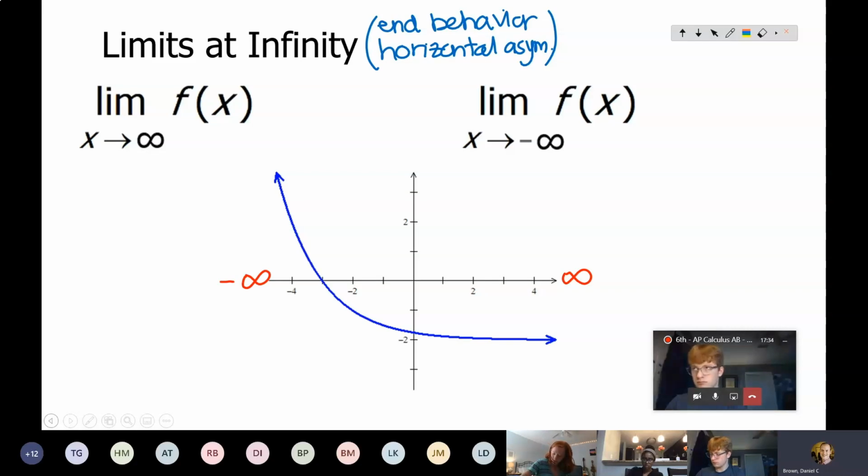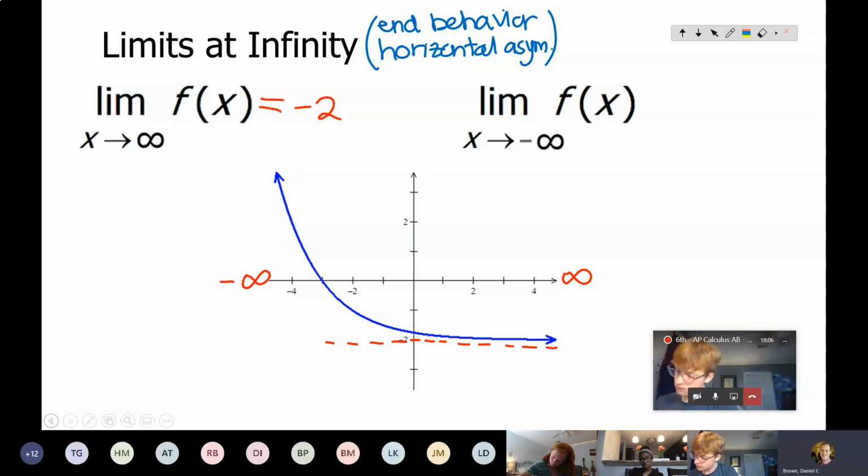So let's do as x goes to positive infinity first. Looking at this graph, someone who feels brave, what do you think the limit as x approaches positive infinity of this graph is going to be? -2. -2, correct. I think that was Laurel. So we have an asymptote here. So if you see an asymptote, it doesn't hit the asymptote. It will never be -2, but it is approaching -2.